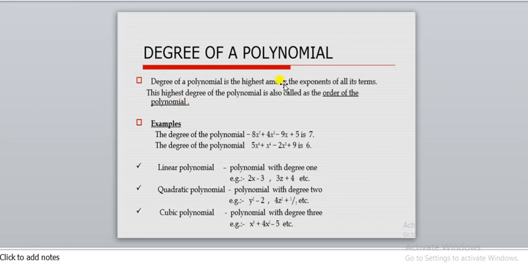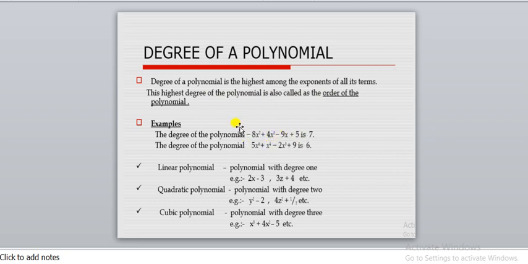So we have to consider all the terms and see which exponent is the highest of all. The highest exponent will be the degree. This highest degree of the polynomial is also known as the order. Let us clear it through an example. First, the degree of the polynomial minus 8x raised to 7 plus 4x raised to 3 minus 9x plus 5.